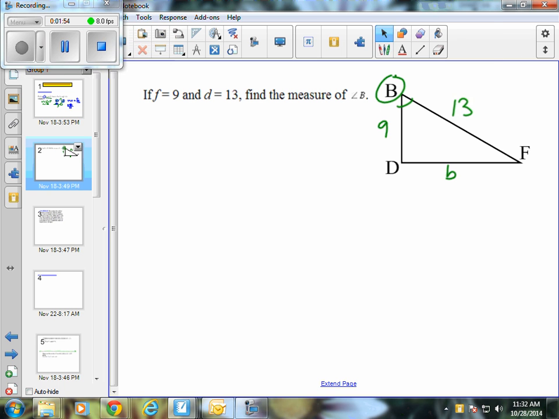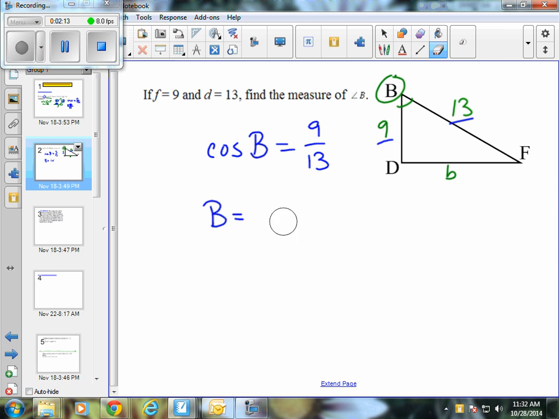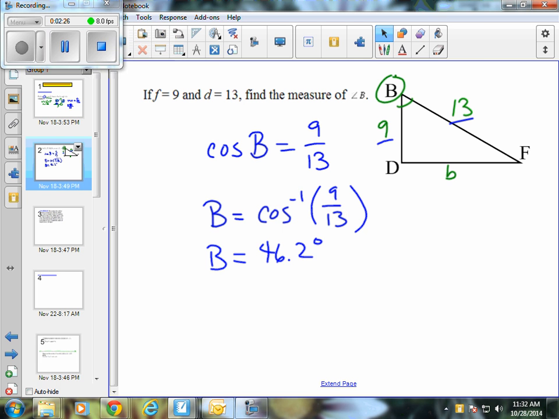Take a look at angle B and see what you know. You know the side that's adjacent, which is 9, and the hypotenuse. Think about which function is adjacent over hypotenuse, and that would be cosine. So cosine of angle B would be 9 over 13. Then on your calculator, you're doing the inverse cosine of 9/13. Make sure you're in degree mode on your calculator. Go ahead and type that in, and make sure you can double check it. That would be 46.2 degrees. So finding an angle measurement, you always need to do an inverse.